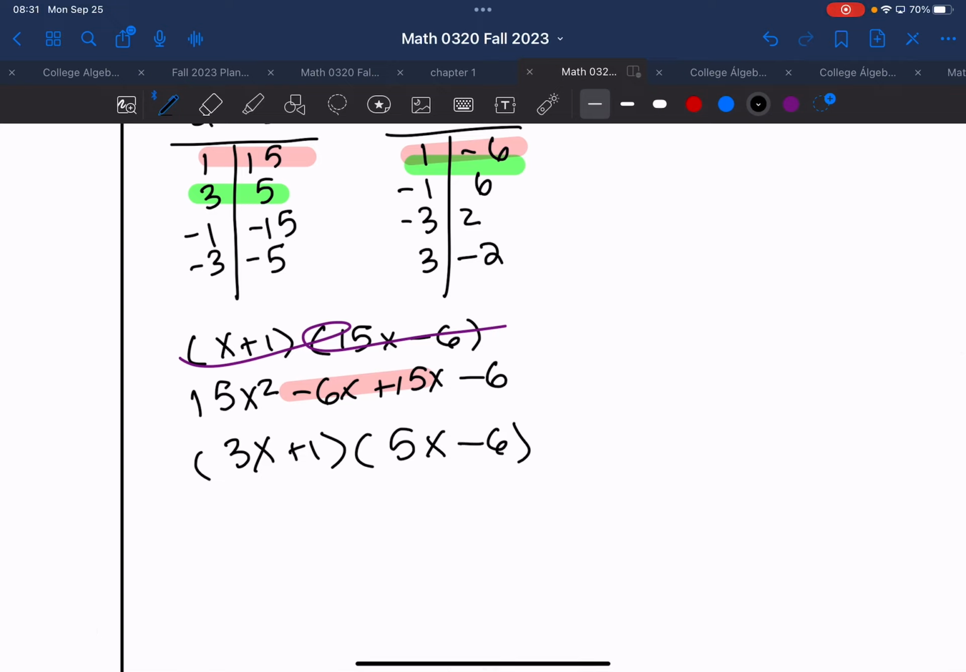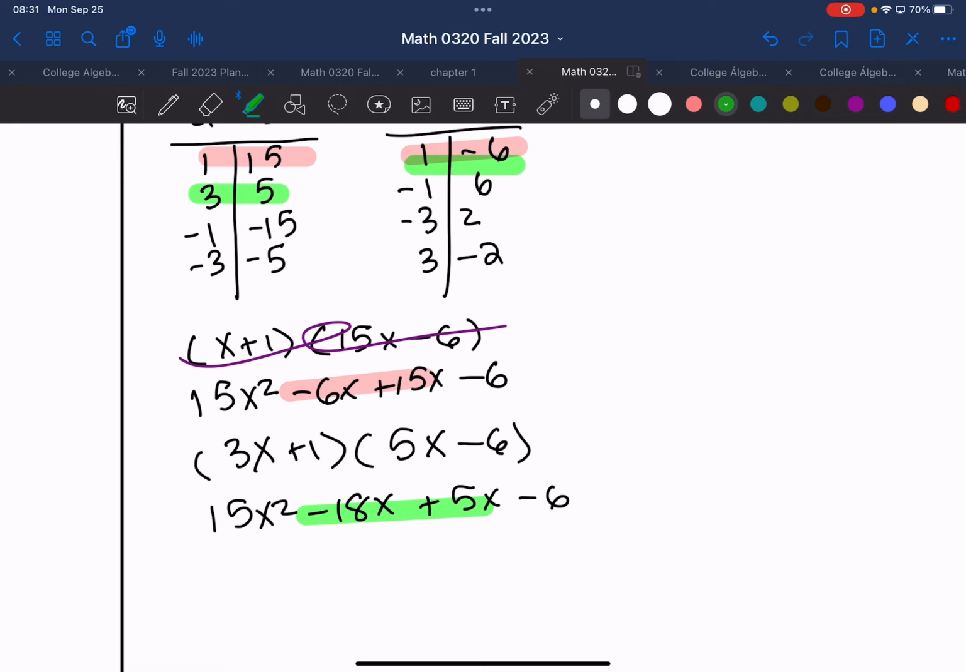So foiling this out, I know my A value and my C value are always going to work. So I have that 15x squared minus 18x, because 3x times negative 6, plus 5x minus 6. Is negative 18x plus 5x going to give me a positive 1? So it's not going to give us that positive 1. So now, instead of changing our A value, because we've already changed that twice, let's keep our A value but change our C value.